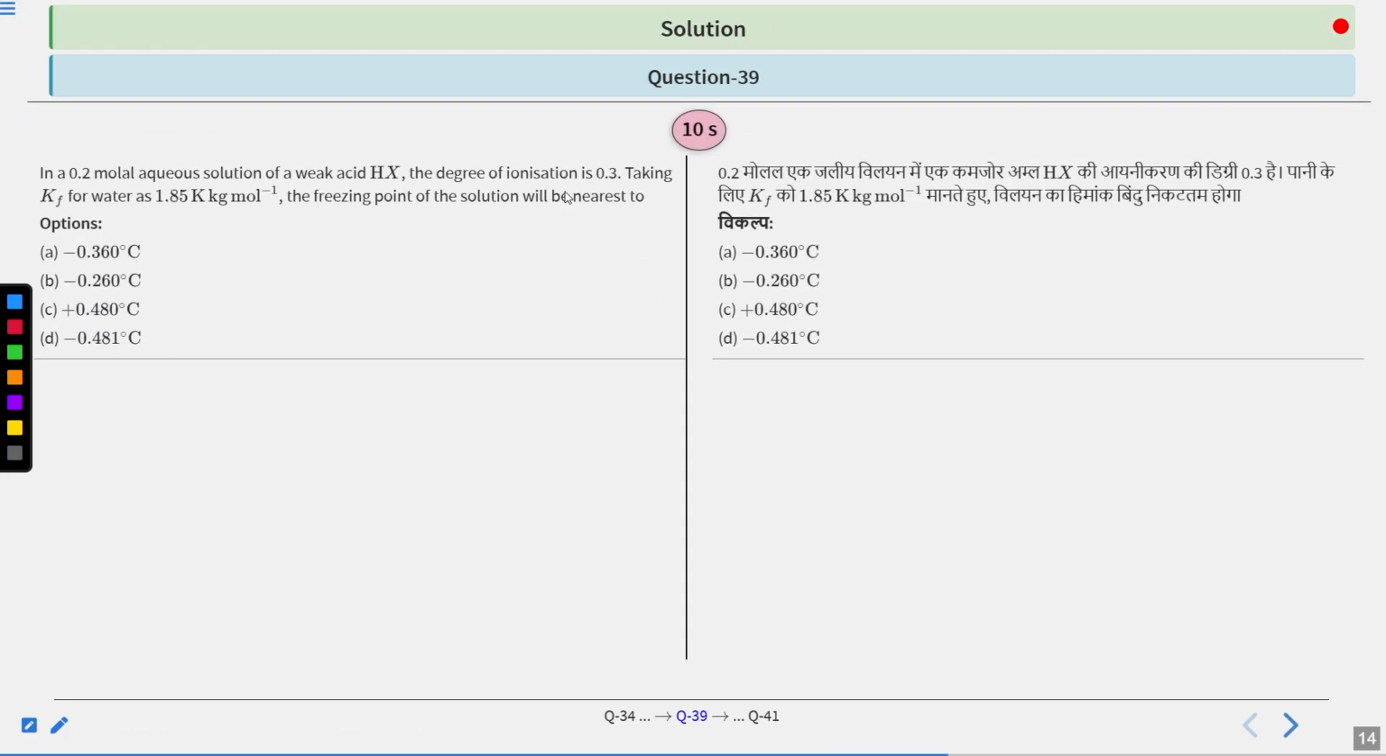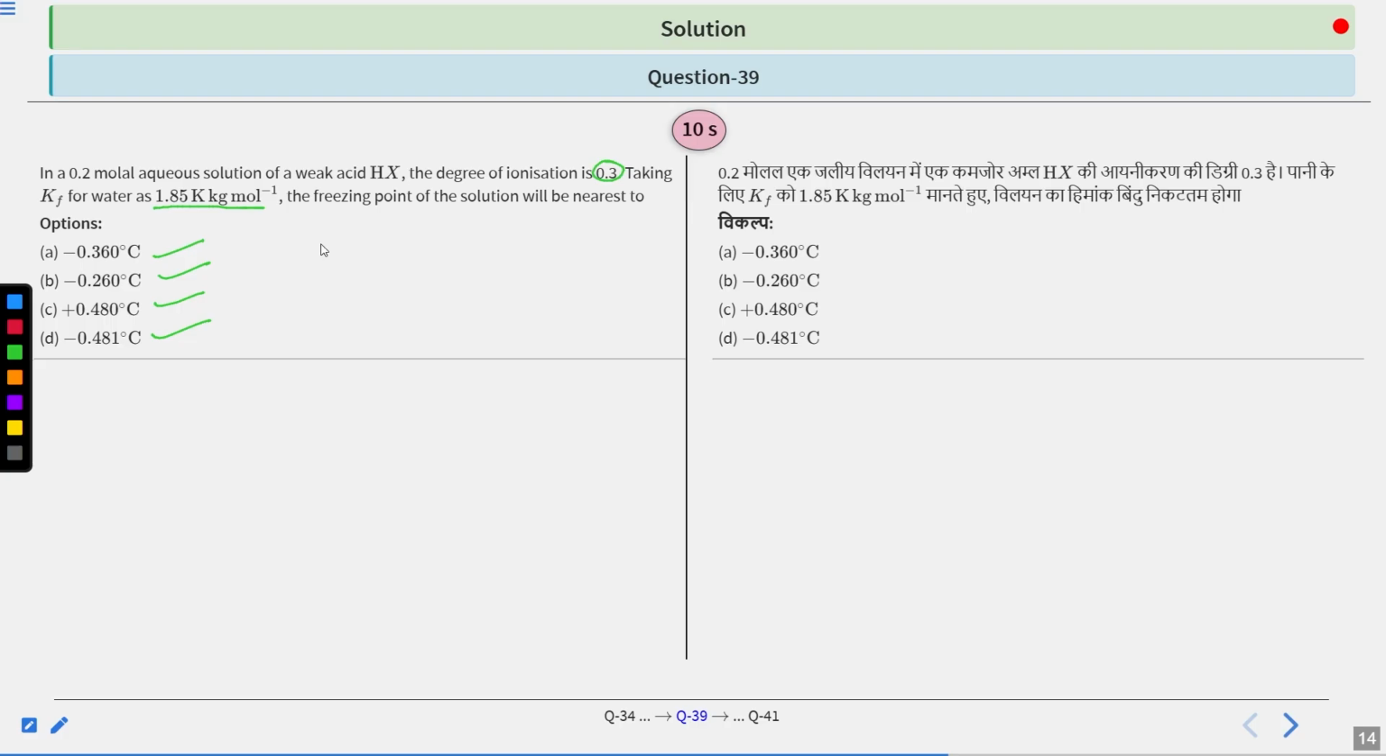Question number 39. In a 0.2 molar aqueous solution of weak acid HX, the degree of ionization is 0.3. Taking Kf for water as 1.85 Kelvin kg per mole, the freezing point of the solution will be nearest to: A, minus 0.360 degrees Celsius; B, minus 0.260 degrees Celsius; C, plus 0.480 degrees Celsius; and D, minus 0.481 degrees Celsius. So what is being given in the question?